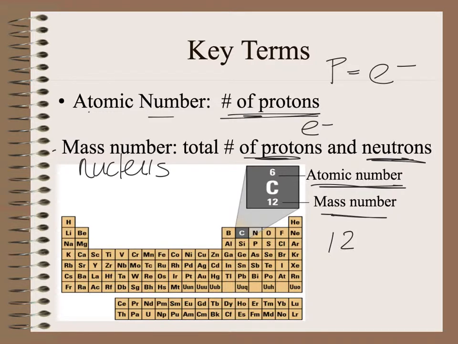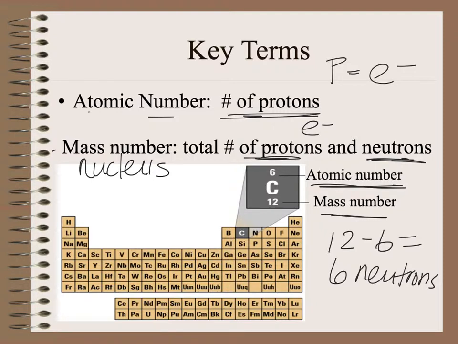Well, easy math, but we'll take 12 for our mass number, that's protons and neutrons, and we'll subtract 6, which is our atomic number, which is the number of protons, and then that tells us that there's going to be 6 neutrons in an atom of carbon.